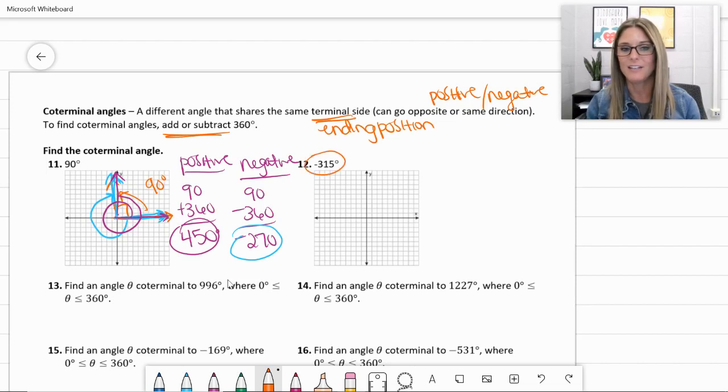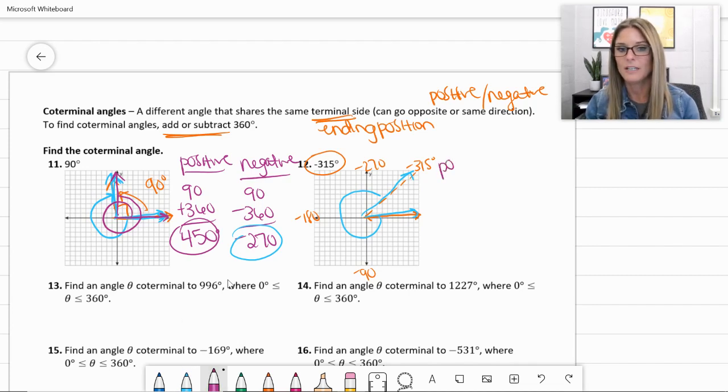The value is negative 315. Let's sketch it first. Now it's negative, so if I go down, that's negative 90. All the way over is negative 180, straight up negative 270. And then if I add 45 degrees more, would take us to 315. So from standard position going down and around, here's where negative 315 is. So let's come up with a coterminal angle and let's make it positive. Negative 315 plus 360 gives me 45.